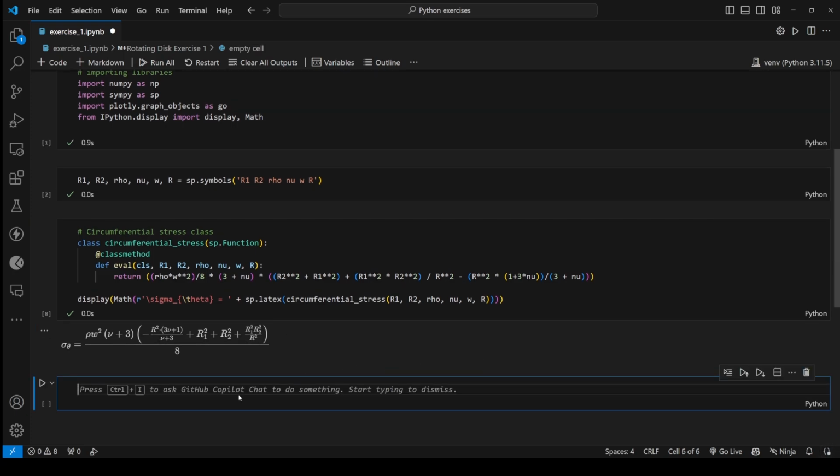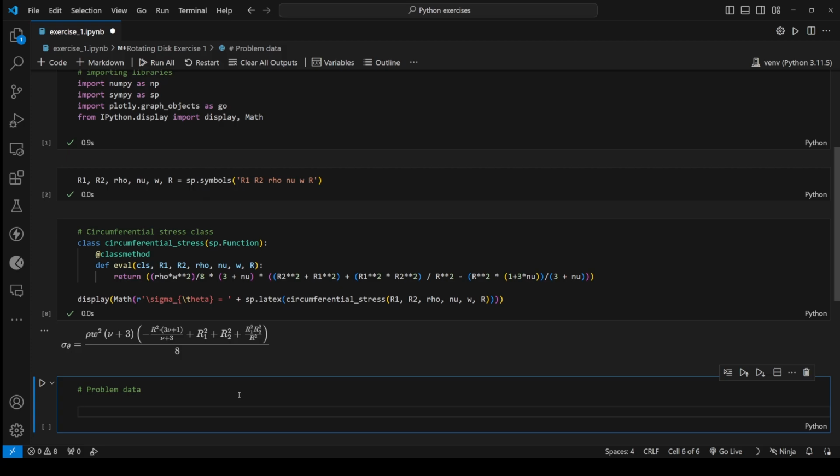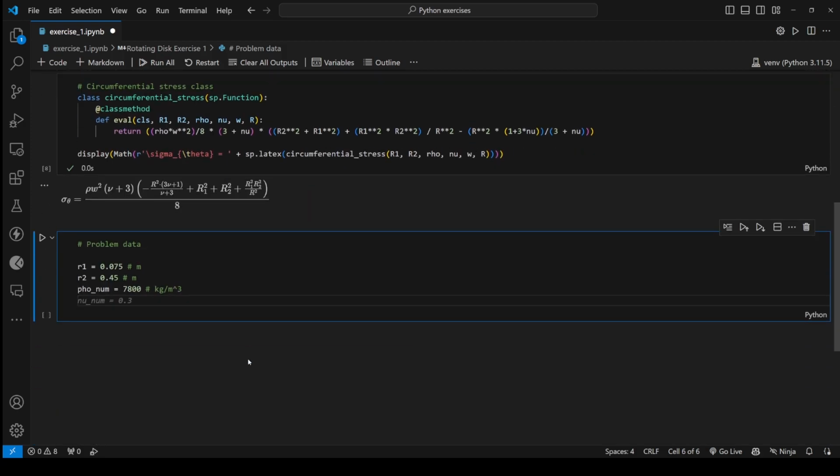Okay, now let's write down the problem data. I'm going to write them differently. R1 is going to be 0.075 meters. Awesome. Then R2 is going to be equal to 0.45 meters. That's correct. Density, I'm going to call it like this, and that's going to be 7,800. Correct. We go down. Wow, Poisson's ratio numerical, it knows.